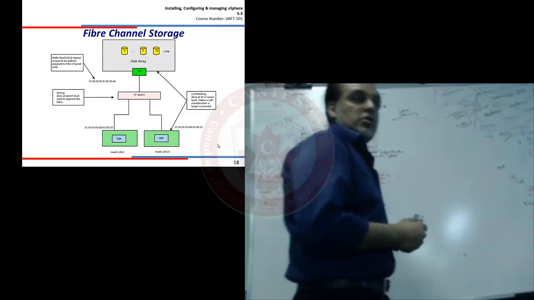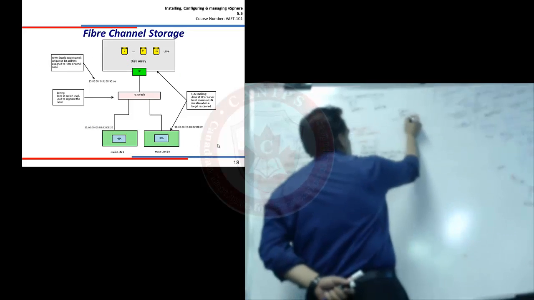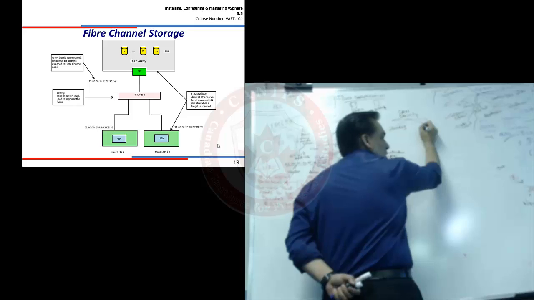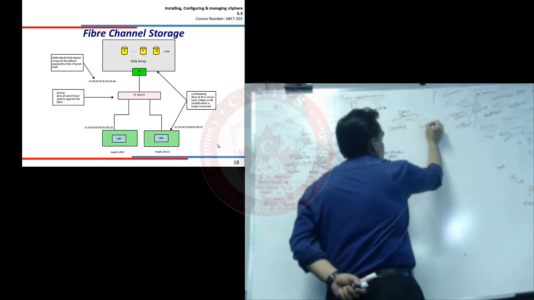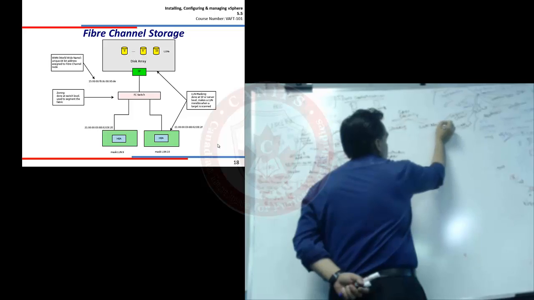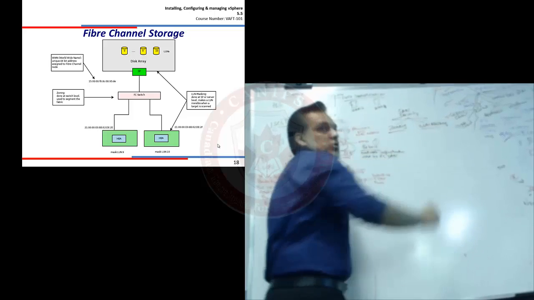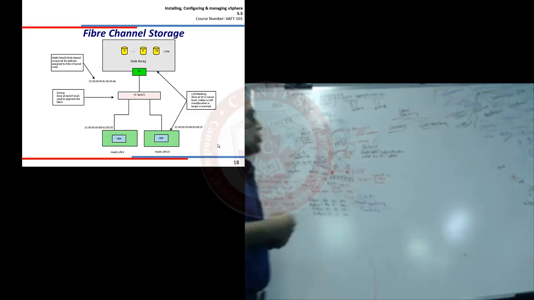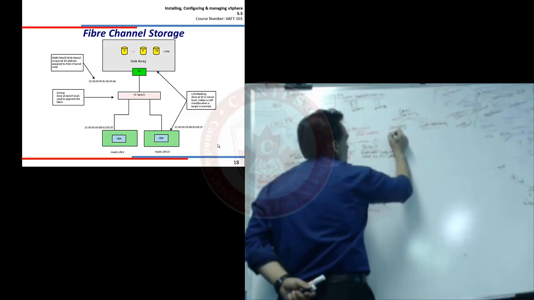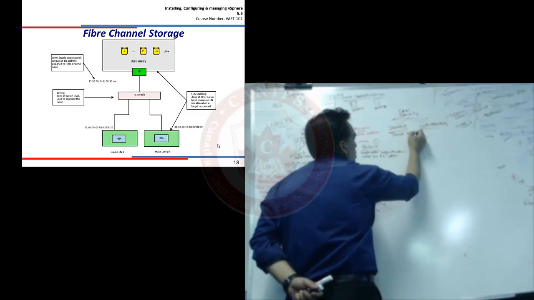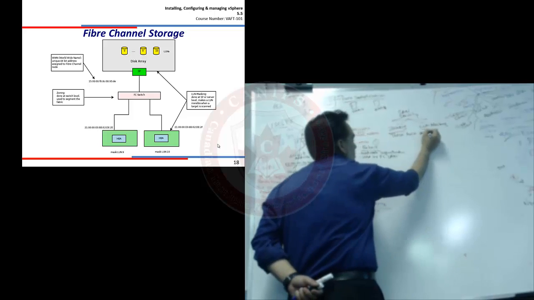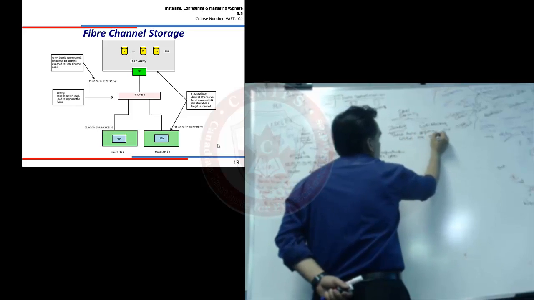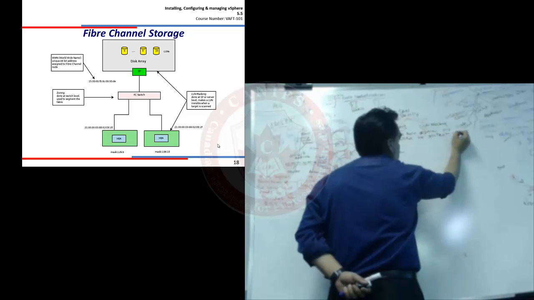Now we need to discuss two security options here. One is called zoning, and the second is called LUN masking. These are two options used to protect your SAN storage.